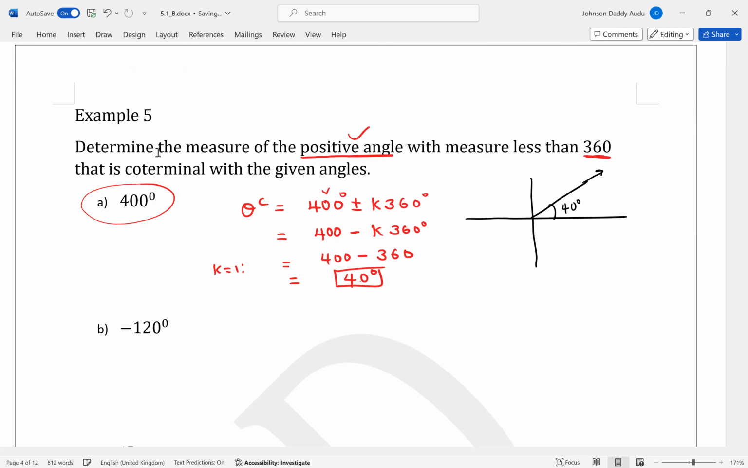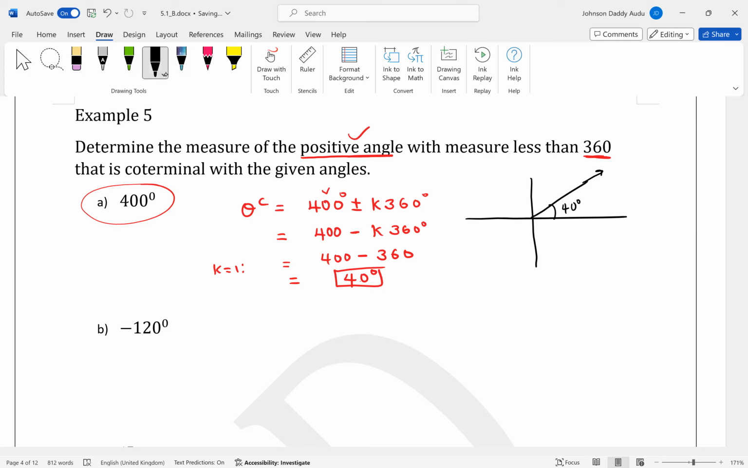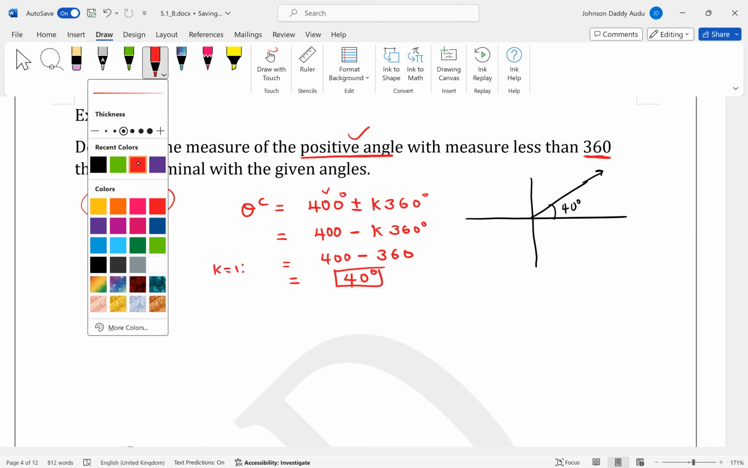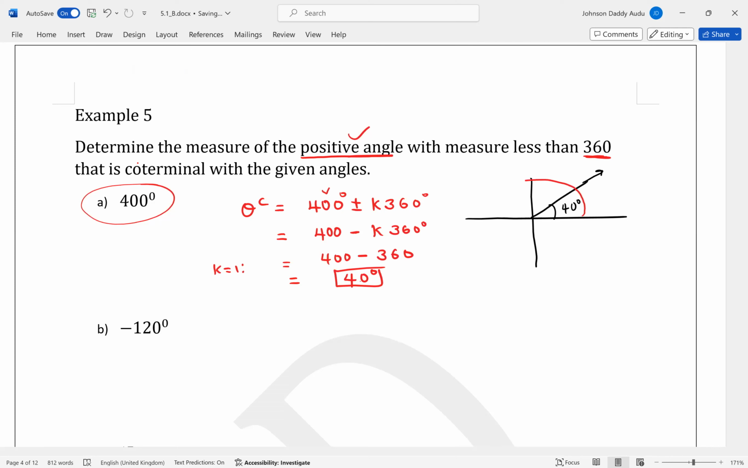40 degrees is somewhere here. If you are looking for 400, where will 400 be? 400 simply means you go around once and come back, and by then you have done 360. But you need 400, so this will be 400. The red one is 400. Because by the time you move from the positive x-axis and reach here, you are already at 360. But to get 400, you have to go 40 more. So you can see that 40 and 400 are coterminal.